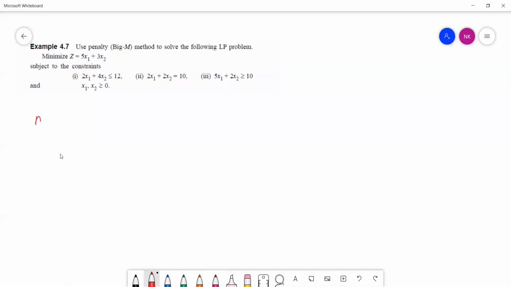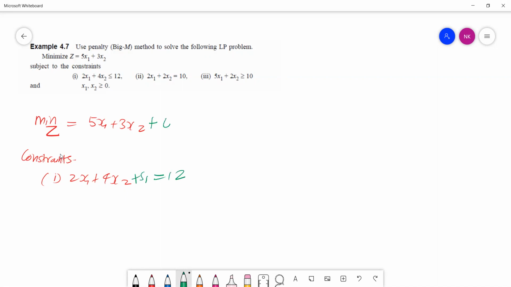The question is to minimize Z. Z is given to be 5x1 plus 3x2. The constraints are given to you. The first constraint is 2x1 plus 4x2. We know that in order to convert the inequality to equality, we need to add slack, surplus or artificial variables. So this is the less or equal to sign. We have seen that less or equal to constraints are generally bounded, so we are only going to add the slack variable s1 equal to 12. So I will write over here 0s1.